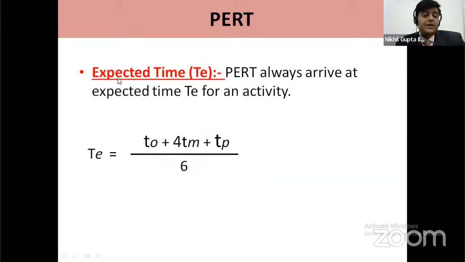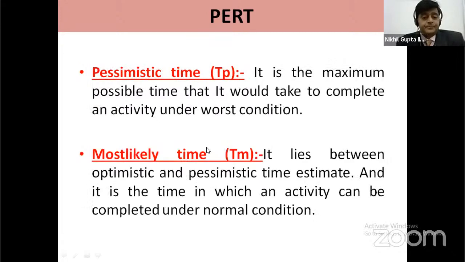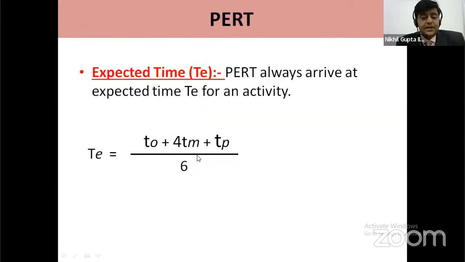Now, how to calculate expected time? Expected time is calculated as optimistic time plus 4 times the most likely time plus pessimistic time, divided by 6. T is equal to TO plus 4TM plus TP, divided by 6.